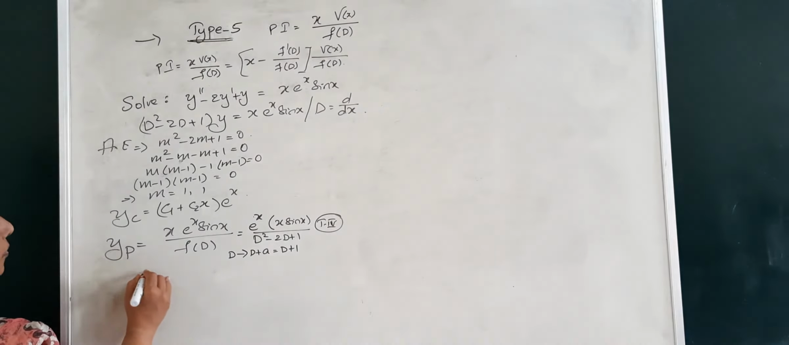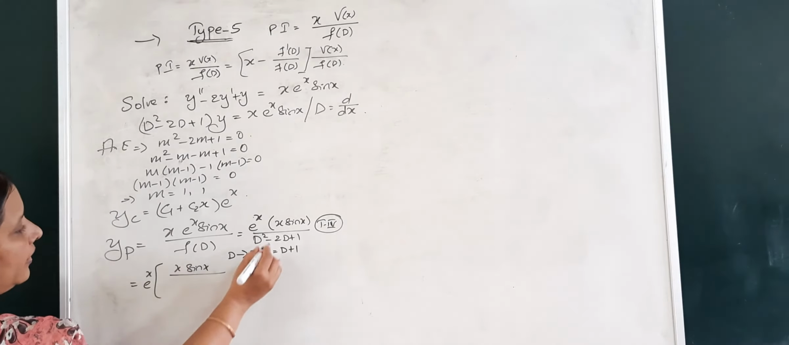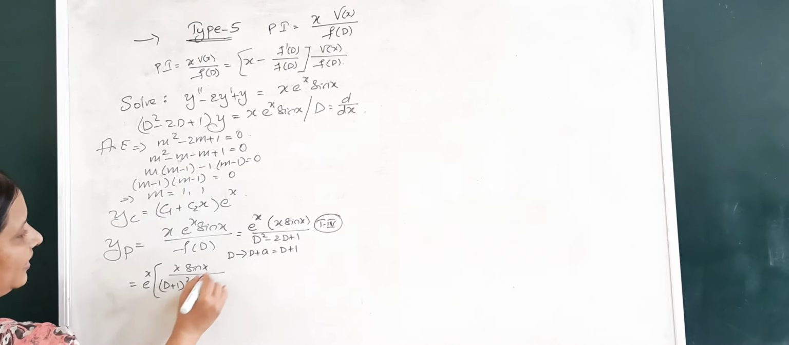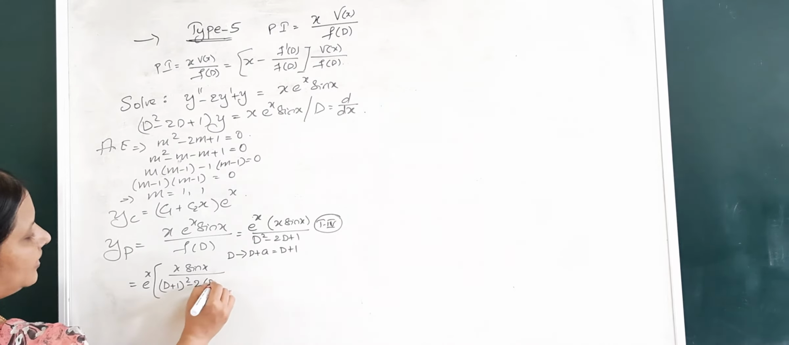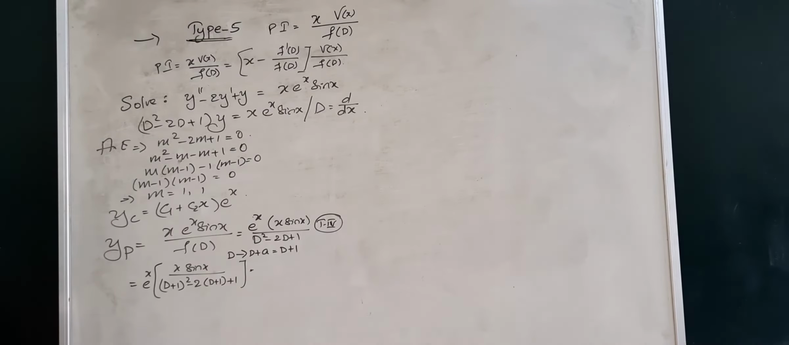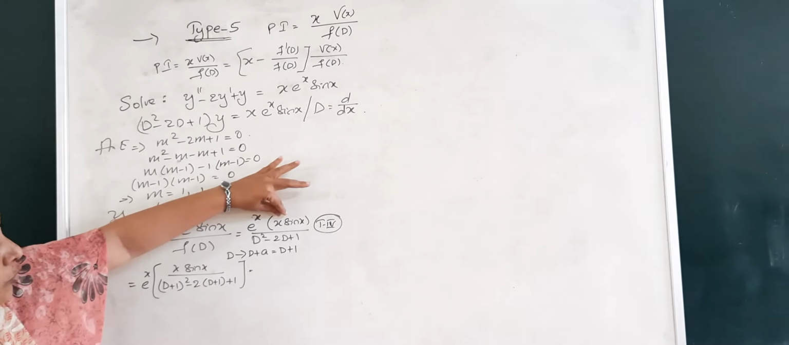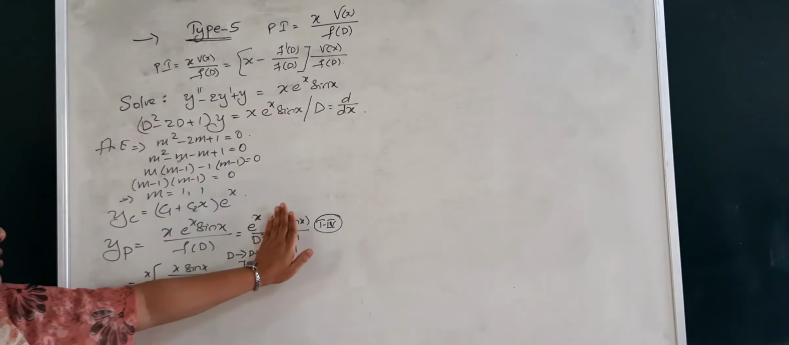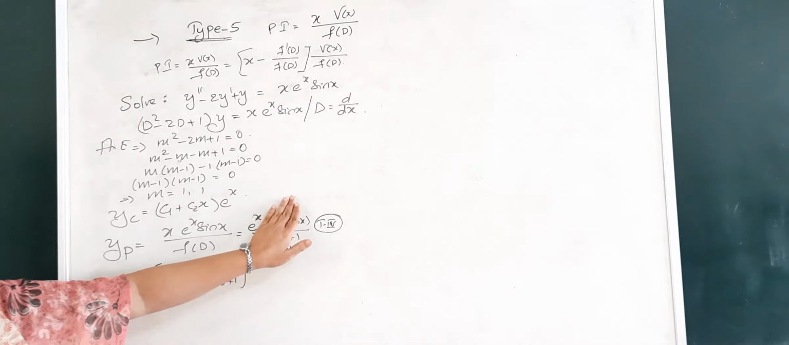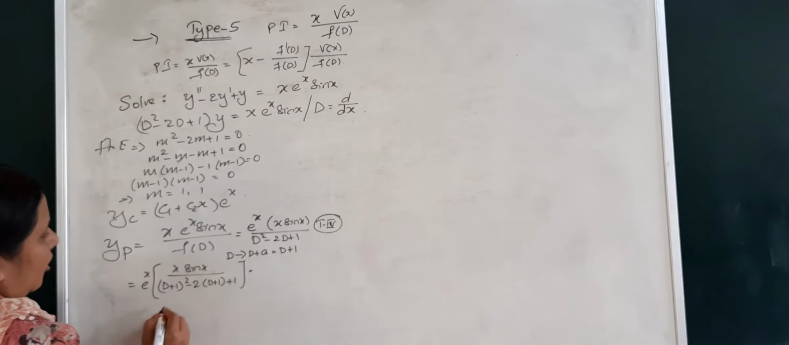e power x now comes outside. x sin x divided by, instead of D it will be D plus 1 the whole square minus 2 times D replaced by D plus 1, plus 1. Got it, guys? See, I am applying type 4, treating the product of 2 functions as one function. So this is one term and e power x is one function of x. Got it?